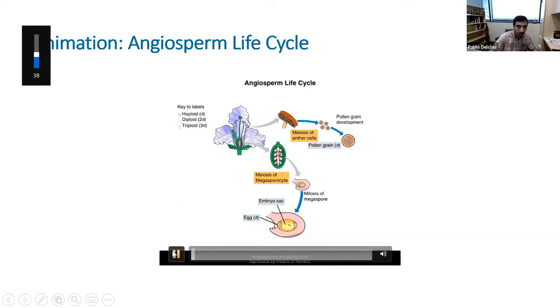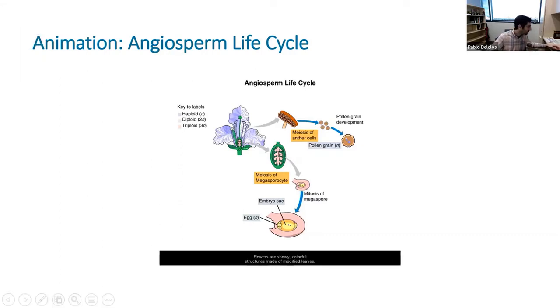Angiosperms are plants that reproduce by means of flowers. Flowers are showy, colorful structures made of modified leaves. A flower usually contains both male and female reproductive structures. A flower can have up to 4 types of modified leaves: petals, sepals, carpels, which consist of a stigma, style, and ovary, and stamens, which consist of an anther and filament. Ovules and megasporocytes are present inside the ovary.